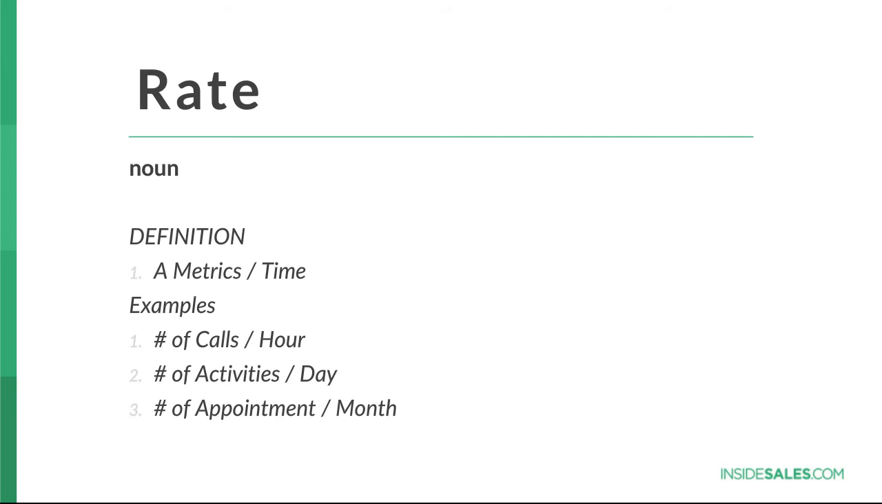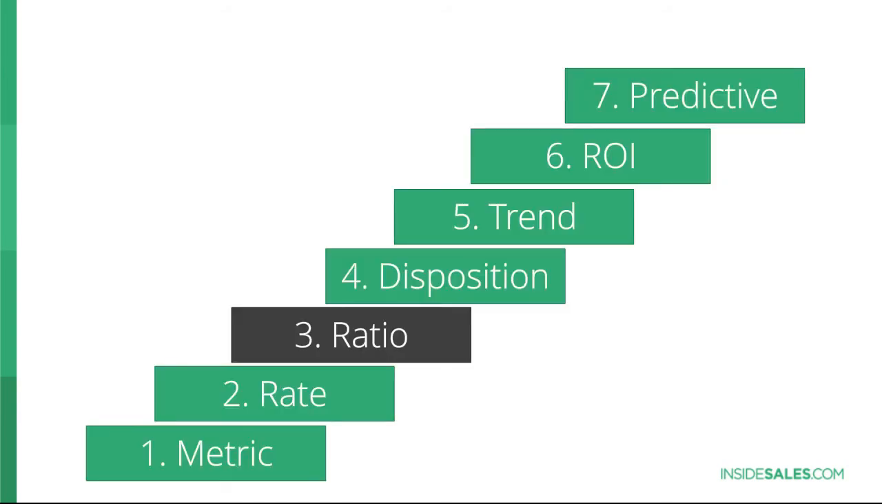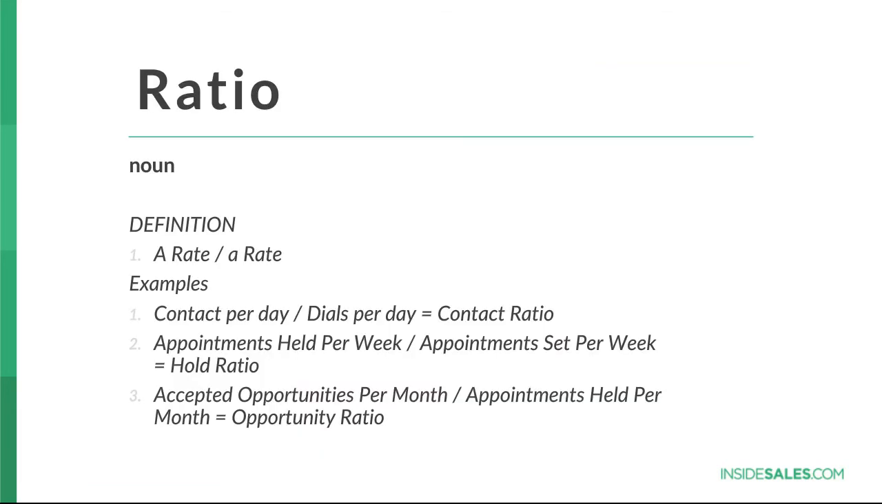Next, and again, I'm going fast here. Cut me off if you got a question. Next is ratio. And the ratio metrics look at a rate over a rate. So those are going to be like my contact ratio. So that says my contacts per day over my dials per day. Those are 2 rates, and that gives me my contact ratio. I could go appointments held per week over appointments set per week. Oh, love that metric. One of the more underutilized sales development metrics, but often a large problem. That's your quote-unquote hold rate. Again, that falls in your quote-unquote bucket of ratio metrics.